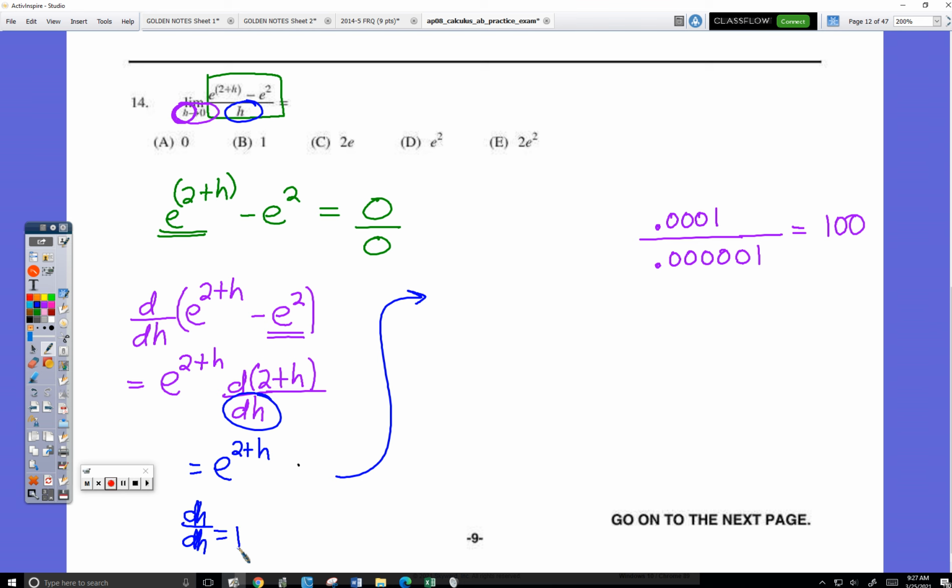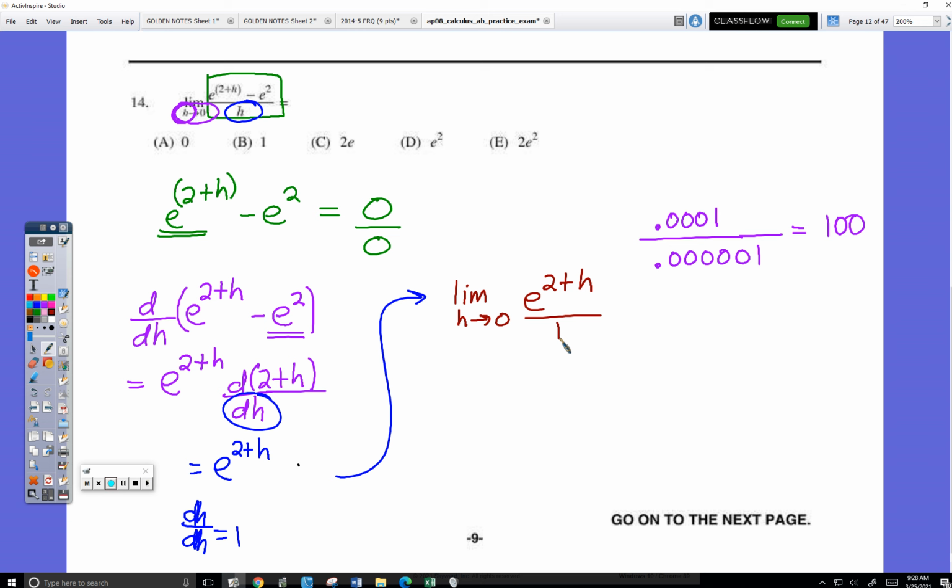So our new limit problem looks like this. We're now finding the limit as h approaches 0 of e to the 2 plus h divided by 1. We take the exact same steps. We look to see if h is approaching infinity. It is not. We cannot factor in and divide.